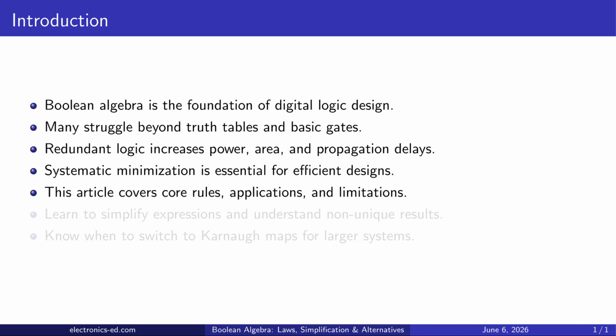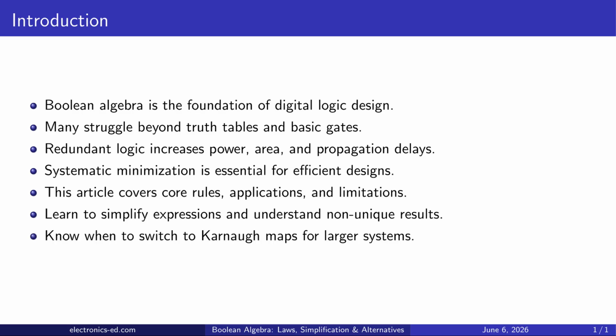In this article, we'll cover the core Boolean rules, their applications, and also their limitations. You'll learn how to simplify expressions and understand that minimal forms aren't always unique. Finally, we'll see when it's time to switch to Carnot maps for larger systems. This slide shows the table of contents, outlining all the topics we will cover.